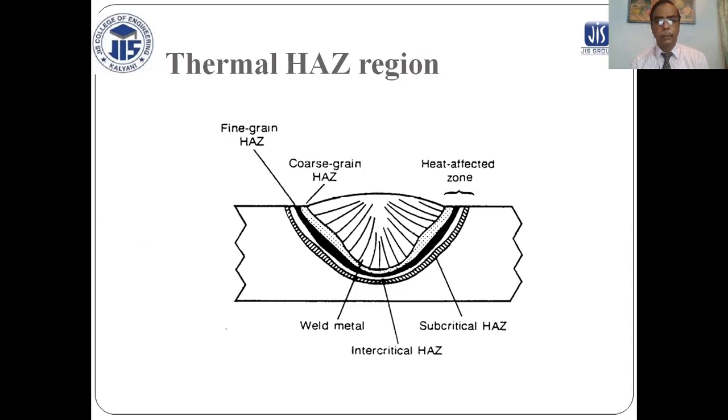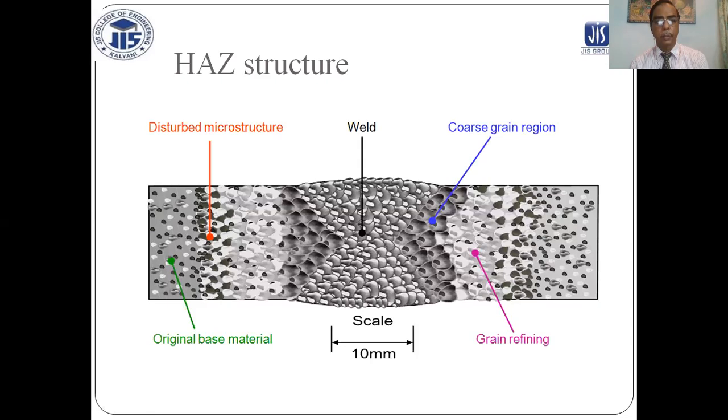This is the thermal HAZ. This is the heat affected zone, then the fine grain structure. This is coarse grains. This is the weld zone, weld metal, and subcritical HAZ. This is base metal. HAZ microstructures: this is the weld zone, this is coarse grain, this is fine grain, then this is the original base metal undisturbed microstructure.